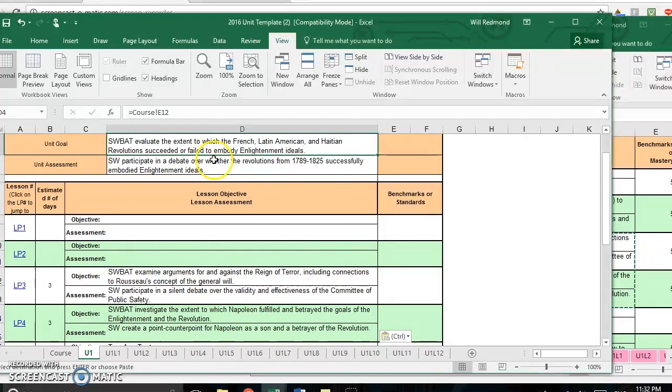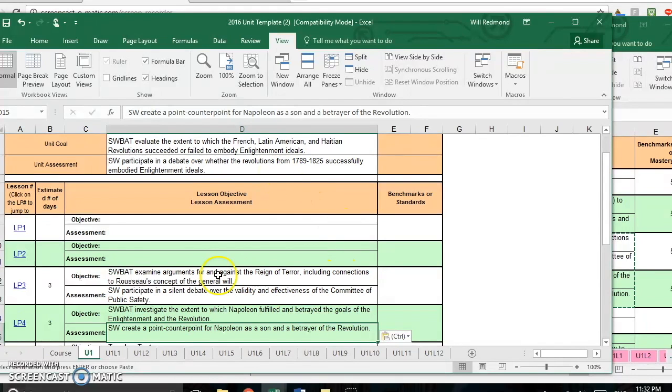As far as the lesson assessments go, you want to make sure that they are tools that you can use to assess students' progress towards the unit goal, and also tools that can help students prepare for the unit assessment. For example, here I'm asking my students to create a point-counterpoint for Napoleon as a son of the revolution, someone who's fulfilling its ideals, and as a betrayer of the revolution, someone who is going against them. That way I'm getting to see how they can evaluate the successes and failures of the French Revolution, tying in with that unit goal, but it's also preparing them for the debate that they're going to be having as their performance assessment. So it's serving as both of those pieces.